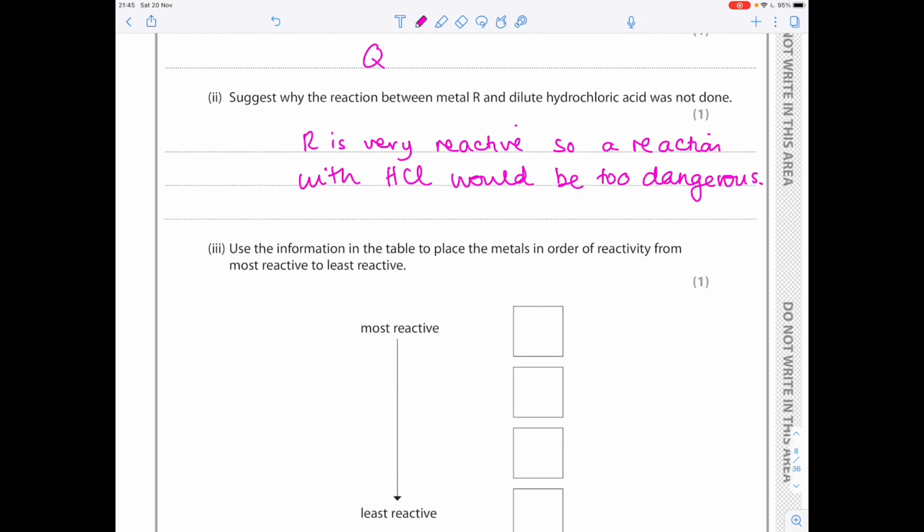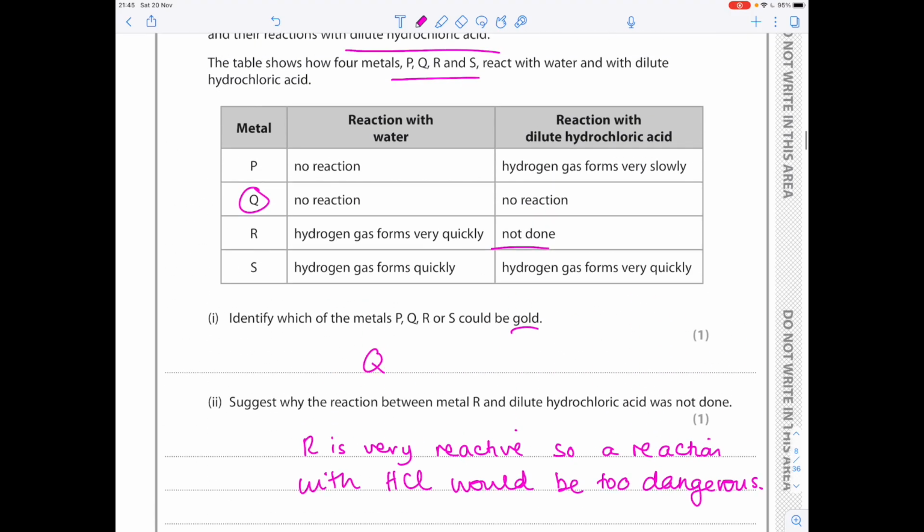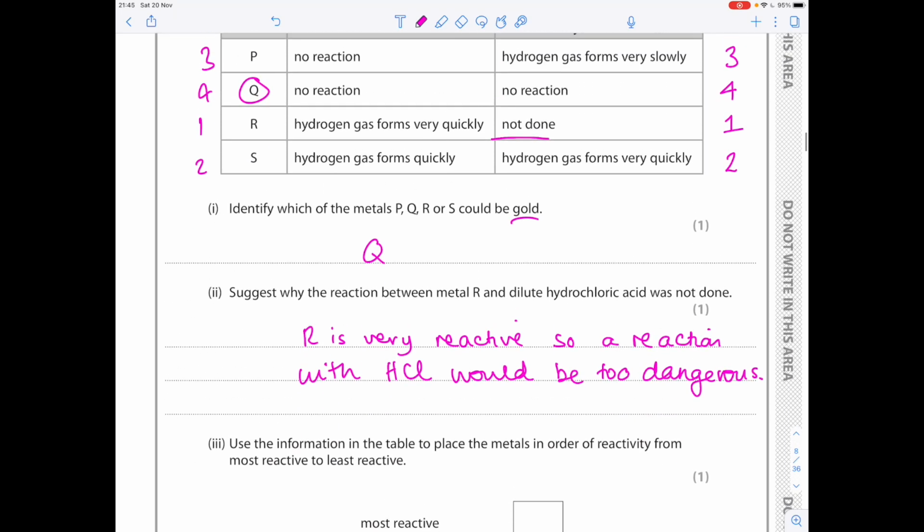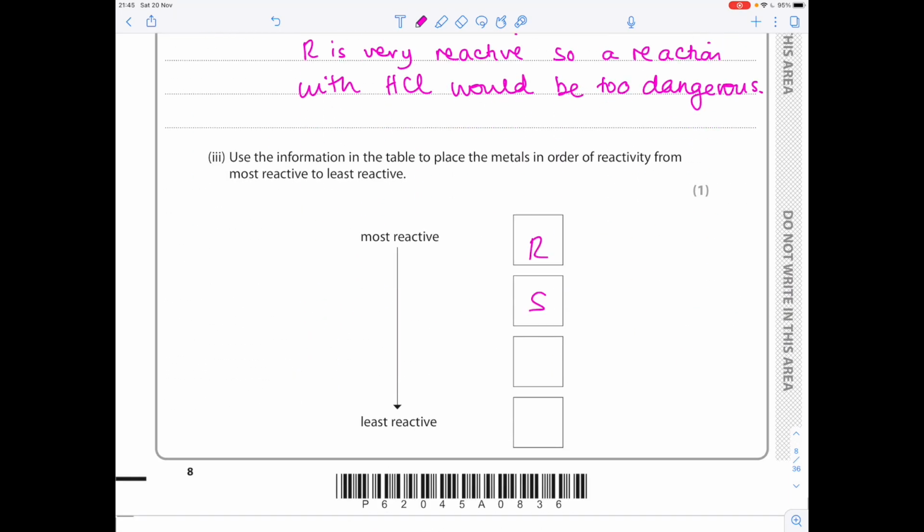Use the information in the table to place the metals in order of reactivity from most reactive to least reactive. So I'm going to number them 1 to 4, 4 being the least reactive, 1 being the most. The fact that R wasn't done because it was too dangerous means it must be the most reactive. Then we need to look at the hydrogen gas forming. If it's formed more quickly, it must be pretty reactive, followed by forming slowly and then not at all. So we go R, S, P, Q.